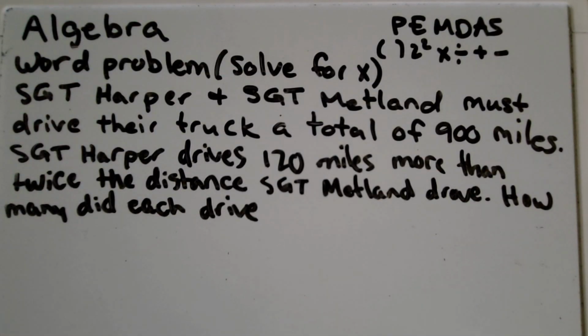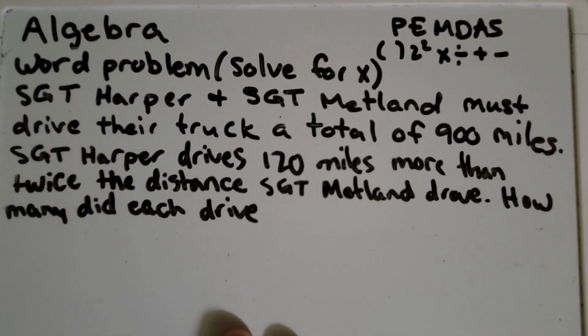Sergeant Harper and Sergeant Metlin must drive their truck a total of 900 miles. Sergeant Harper drives 120 miles more than twice the distance than Sergeant Metlin drove. How many miles did each drive? The thing I will always say every single time is make sure that you're just writing down the names and the total and just keeping track of everything. It makes it much easier when solving for x.